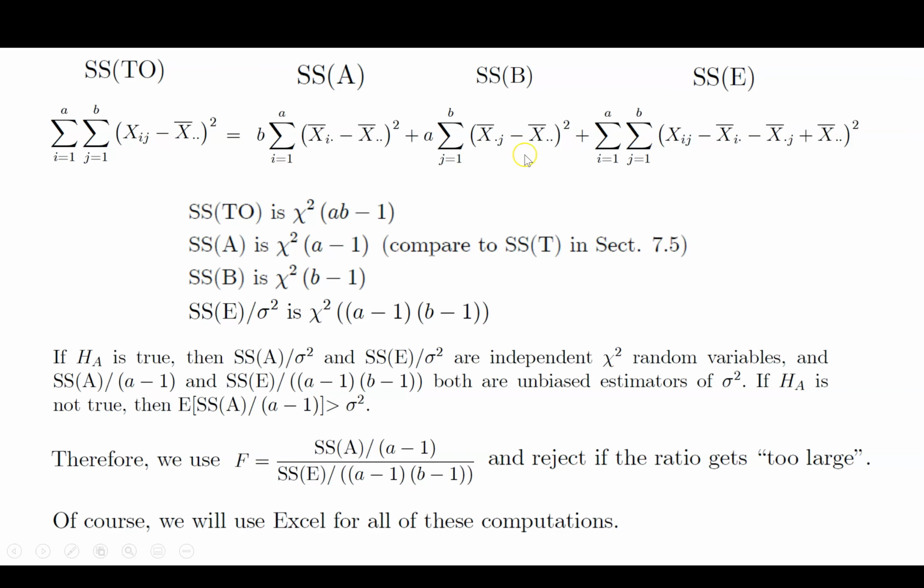If there is no column effect, then if I take SSB and divide it by B minus 1, I should get an unbiased estimator for sigma squared. If H_B is not true, then I get something that should be, on average, bigger than sigma squared, and so that ratio would get bigger. So we would still use an F test to do it.